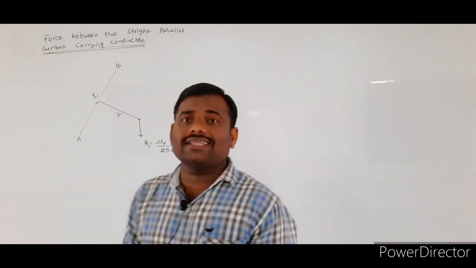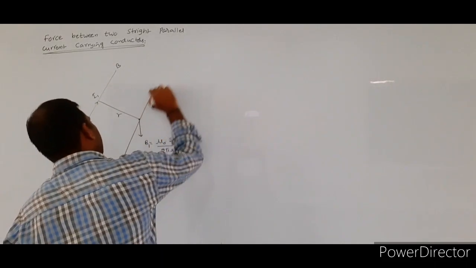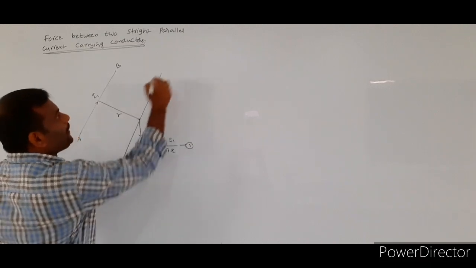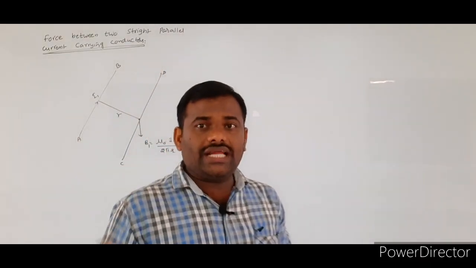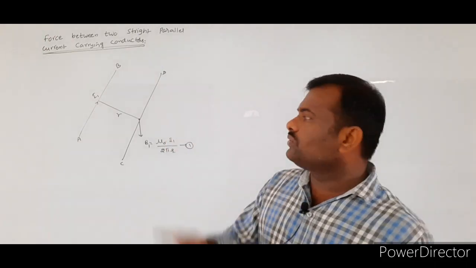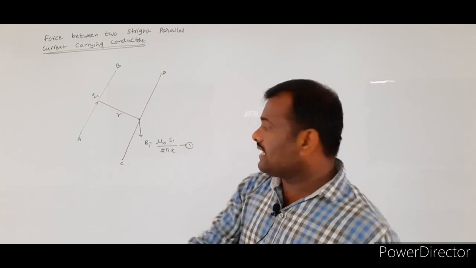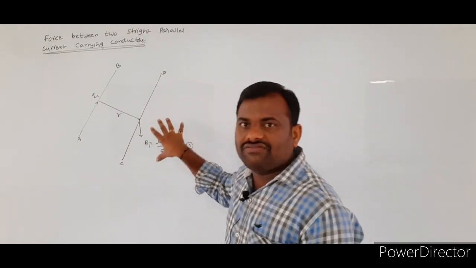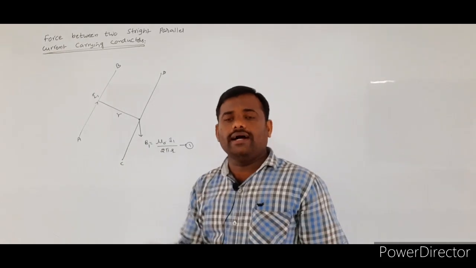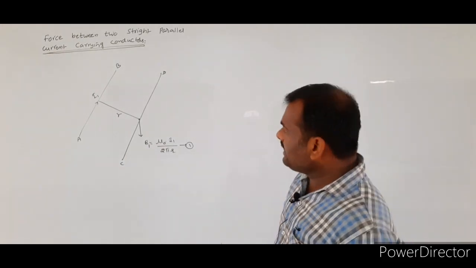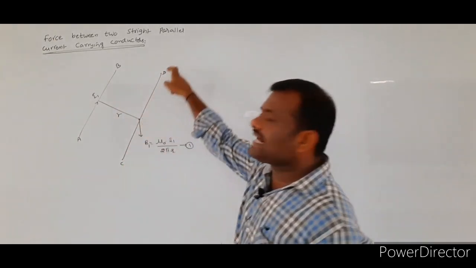Now I consider the second conductor, which is parallel to the first current carrying conductor. Initially I didn't consider both conductors, to make it easier to understand. First I considered the first conductor, by which a magnetic field is developed. Now, in the magnetic field produced by the first conductor, I am placing the second conductor.